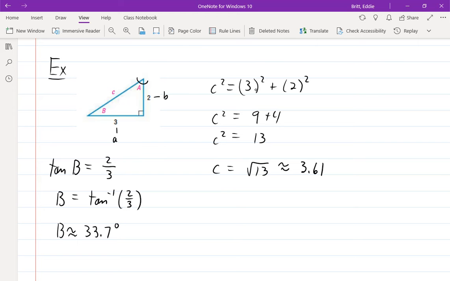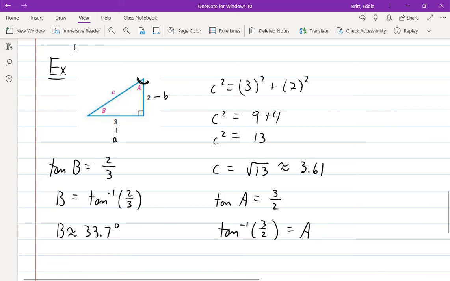All right. Now, if I want to find angle A, then I'm going to change my angle measure. I'm trying to find angle A, that's up here. So if I go up here, my opposite side is now 3, and my adjacent side is now 2, if I use tangent. So the tangent of angle A is opposite over adjacent, which is switched up because I changed to a different angle. So that's going to be 3 over 2. So I do the same thing. I take the inverse tangent of 3/2, and that will give me angle A.